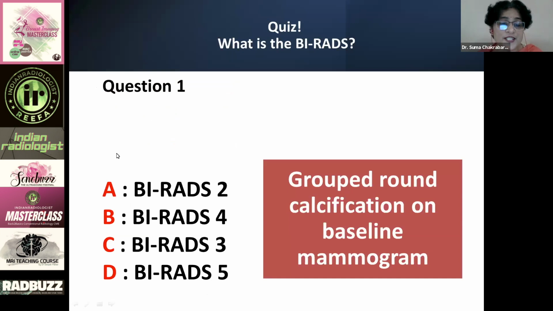So here comes the first quiz question, and I would like to start polling now, if that is okay. So you have a patient with grouped round calcification on the baseline mammogram. That means the first mammogram that the patient has had. And what categorization would it be in terms of BIRADS? Please choose A, B, C, or D.